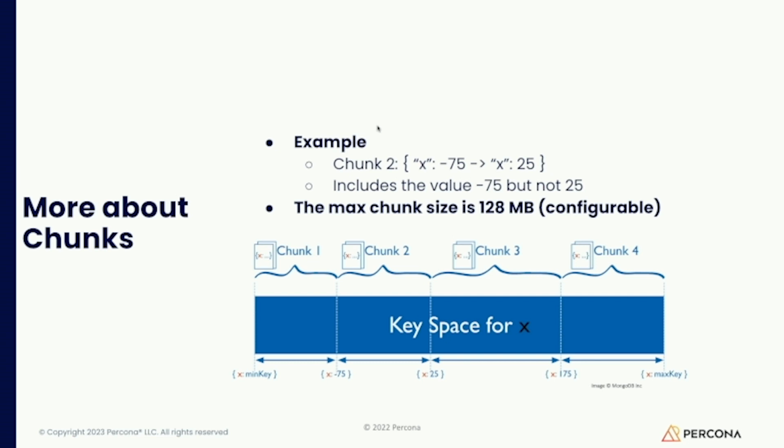One thing about this distribution to keep in mind is that the lower boundary is included in the chunk range, but the higher boundary is not. Okay, so for example, this chunk that goes between minus 75 and 25 will include the value minus 75, but any data that has 25 will go into the next chunk, actually. And by default, the chunk size is 128 in MongoDB 6.0, but it's a value that you can change.